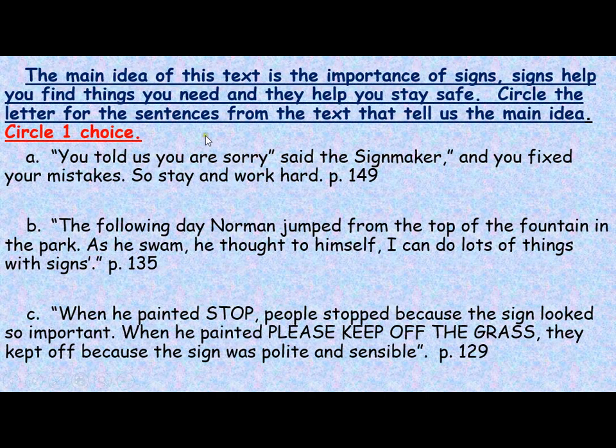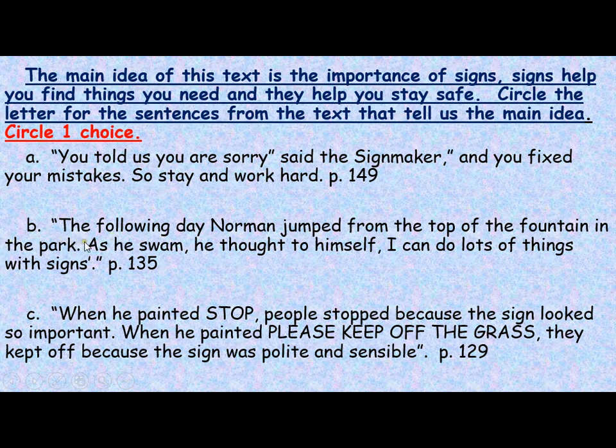The main idea is what the whole text is all about. So the main idea of this text is about the importance of signs. Signs help you find things you need and they help you stay safe. Circle the letters for the sentences from the text that tell us the main idea. Circle one choice only. A. You told us you're sorry, said the Signmaker, and you fixed your mistakes. So stay and work hard.